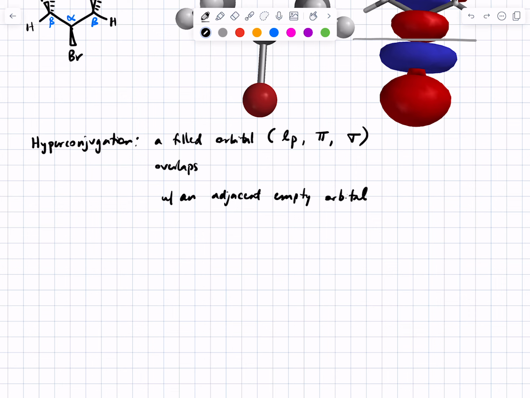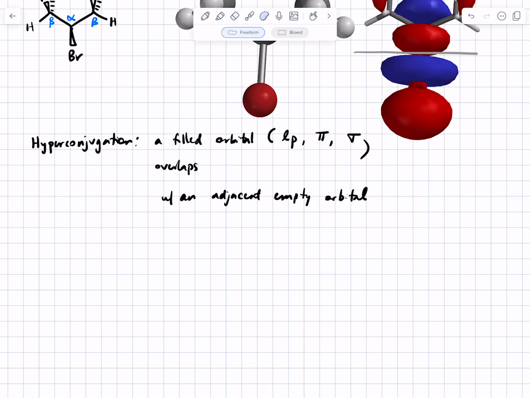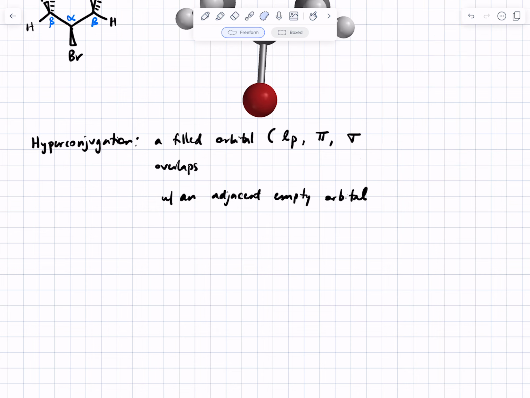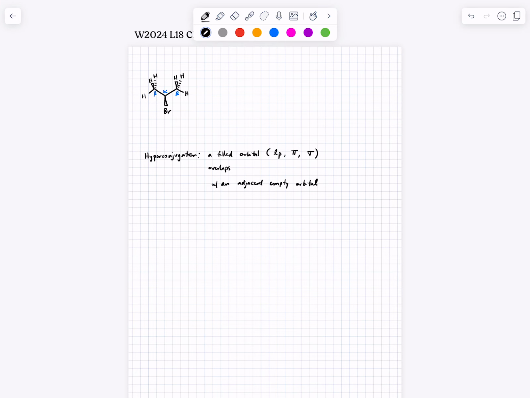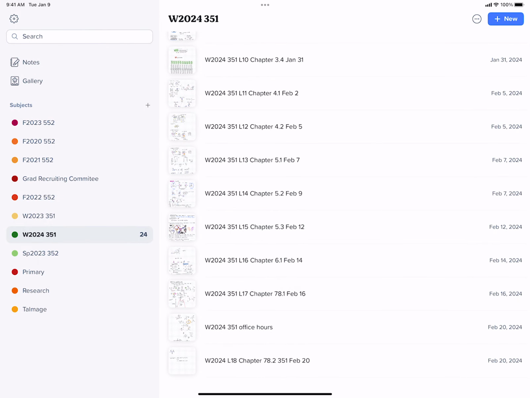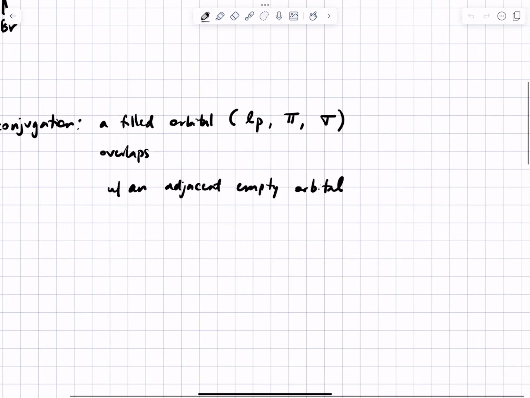It could be, I am so tired of that image, I'm deleting it. There we go. Goodbye. It could be, why can I not write there? There's some residual weirdness. That's obnoxious. It could be an empty p orbital, it could be a pi star, it could be a sigma star.